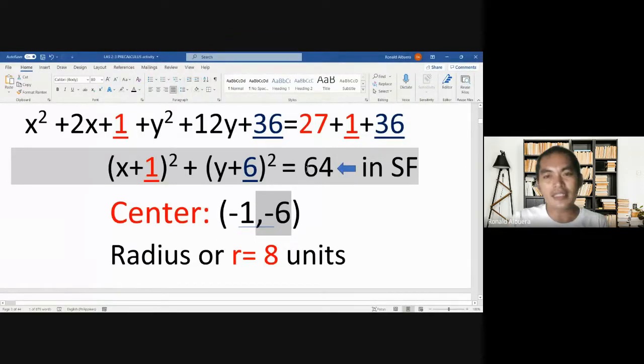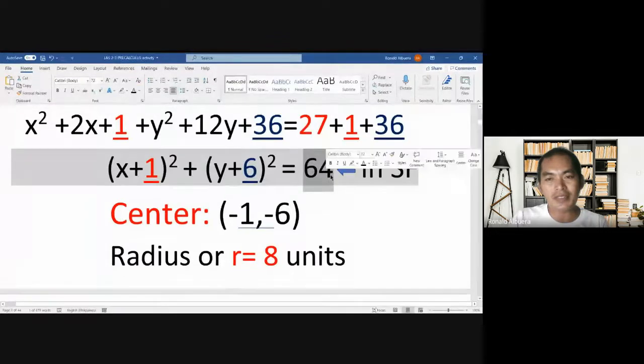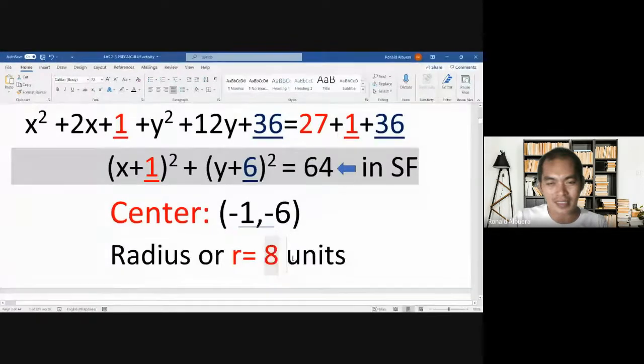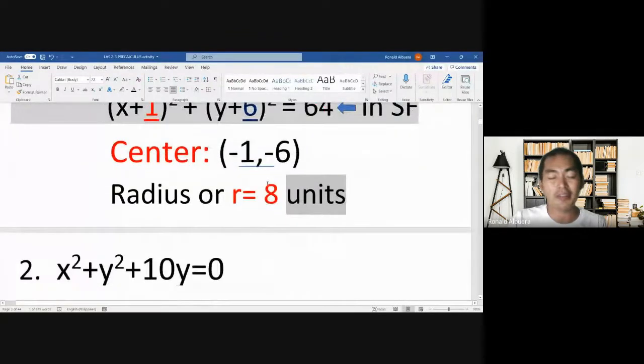And since r squared is 64, therefore, the radius is 8 units. How? Get the square root of 64, which is 8 units. Why are there units? Because it's a length. So for a measurement of length, if there are no units of measurement, you just write the word units.